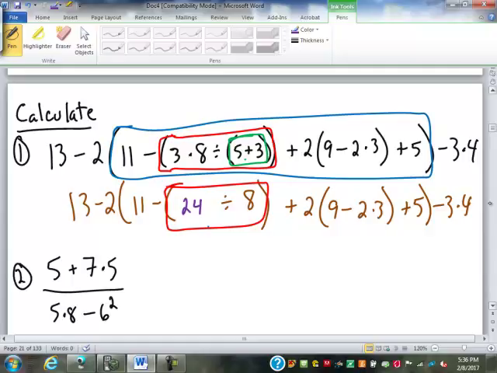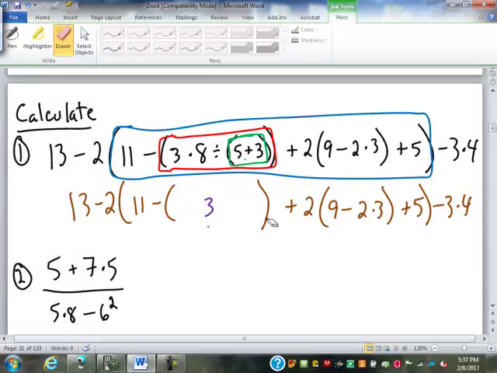So now we've been on that level of priority, the multiply and divide. We're still on that level. Is there anything else inside that red box that's on that level? That's multiplication and division. Yeah, there's division. 24 divided by 8, which is 3. So I'm going to take out the 24 divided by 8, and I'm going to replace it with 3. Again, nothing else in the problem changes.